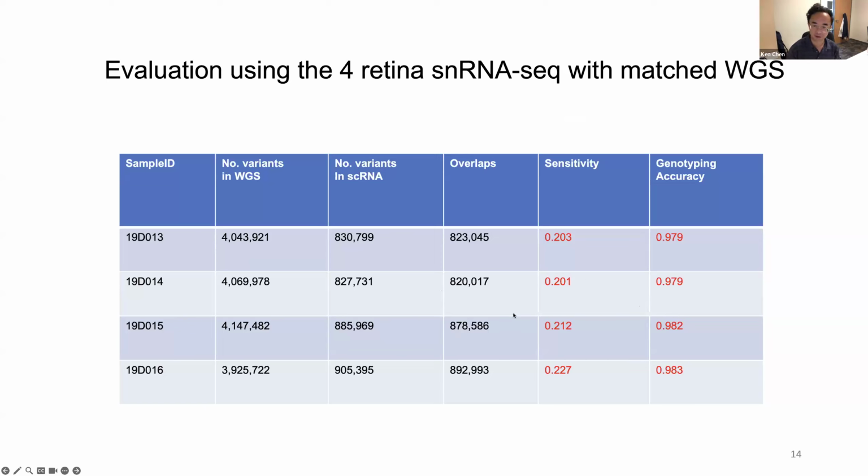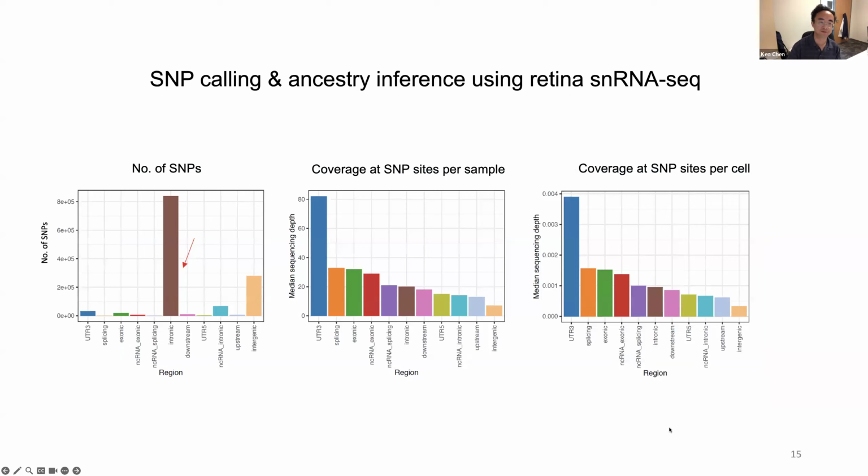Just by doing the imputation based on 1000 Genomes, we're able to very confidently detect 20% of the whole genome SNPs present in the single nuclear RNA-seq data. This is encouraging at the beginning of the phase. What is very interesting is that a lot of the SNPs detected are in the intronic region. That's not that surprising because this is single nuclear RNA data, which has a lot of intronic coverage, but the number is still strikingly higher than SNPs detected from other regions. Of course, this is cumulative across all the cells. Coverage is very high in the 3' UTR as expected, but also reasonable for the other types of genomic regions.